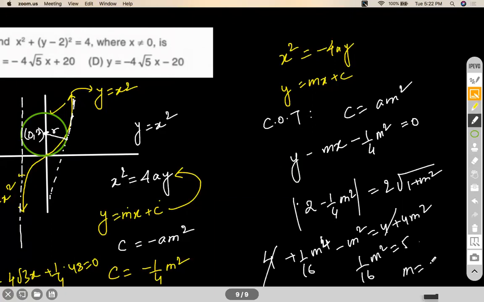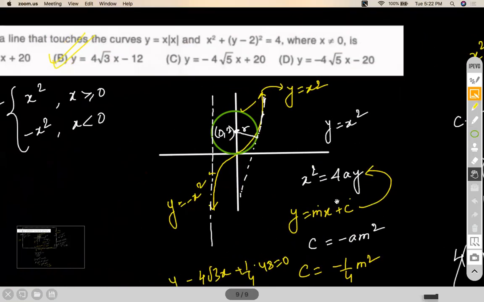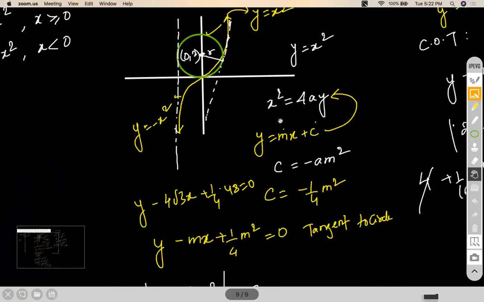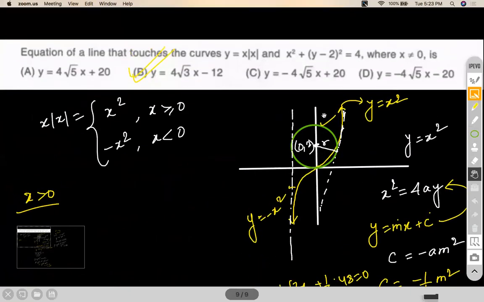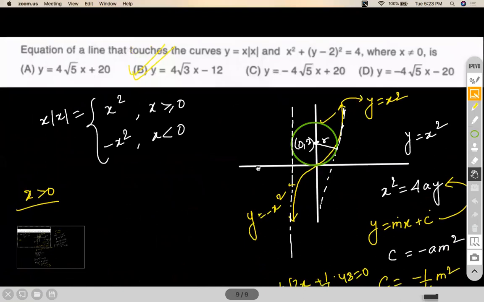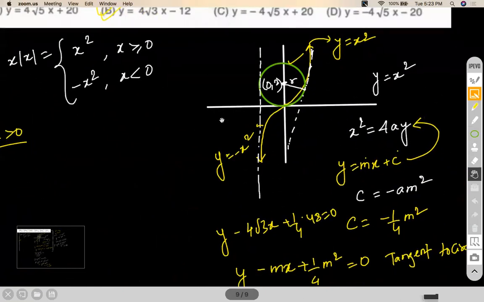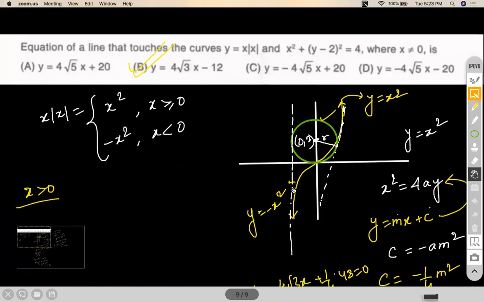So m is equal to plus minus root 80. Okay, so root 80 is like 4 root 5. So 4 root 5 I can see sitting in my options. Okay, and 4 root 5. Now, why not minus 4 root 5? Can it be minus 4 root 5?